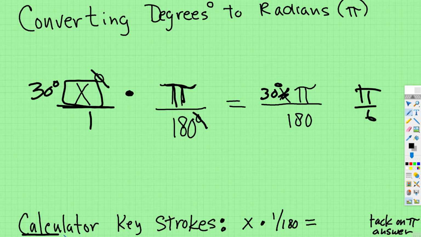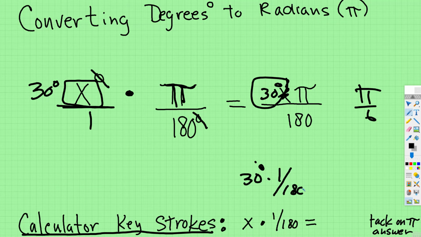So here, if you have a scientific calculator, here are the keystrokes. You take the degree that you were given, so 30 degrees, except don't worry about the degree when you're typing into the calculator, multiply it by the fraction 1/180, and then that will give you the fraction 1/6. But remember, we had a pi up here that we did not type into the calculator, so 1 pi over 6.